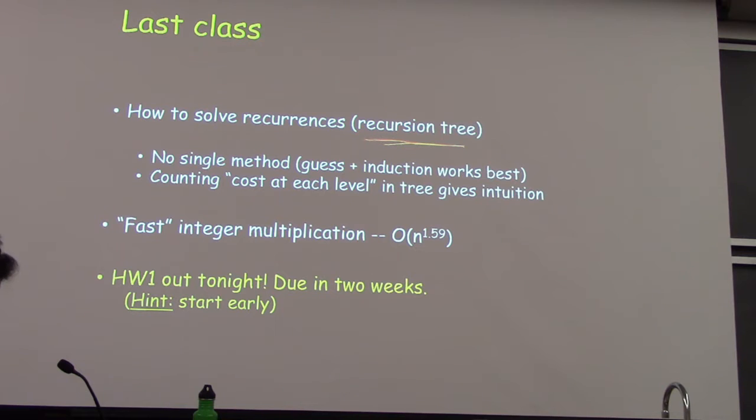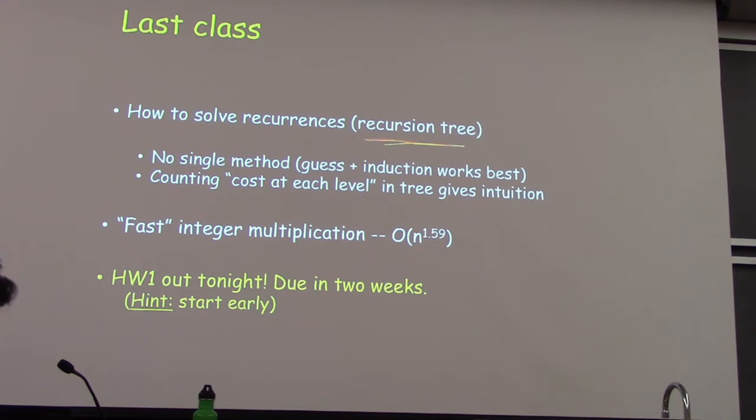There was this very clean way of just keeping track of the cost at each level, and then you add it up over the levels. At the last level you have to keep track of what the base case contributes. That is what we saw last time, and we saw multiple examples of this.